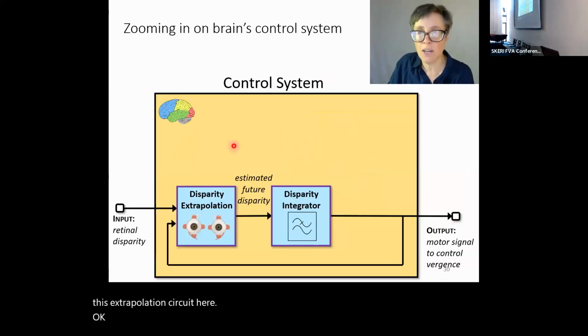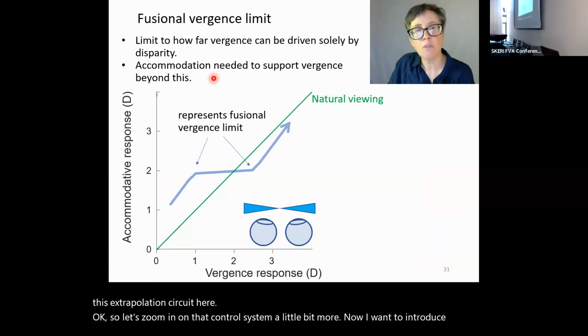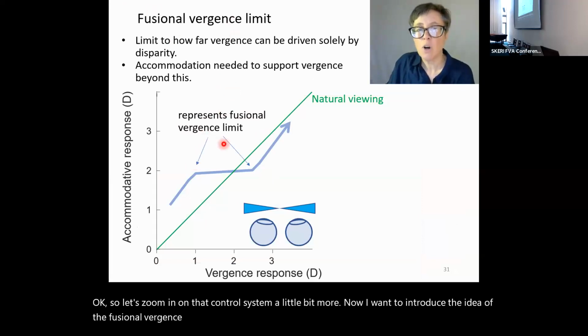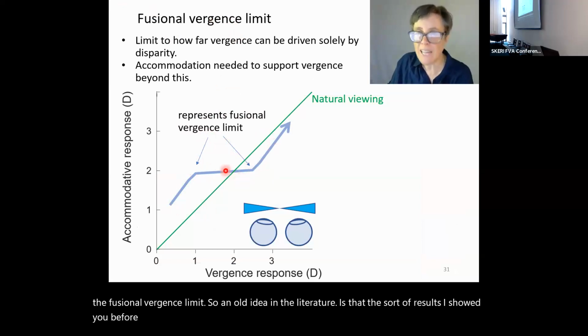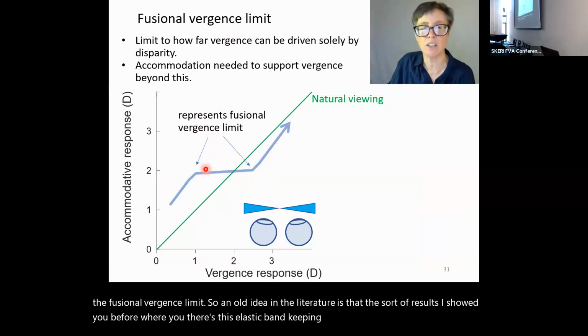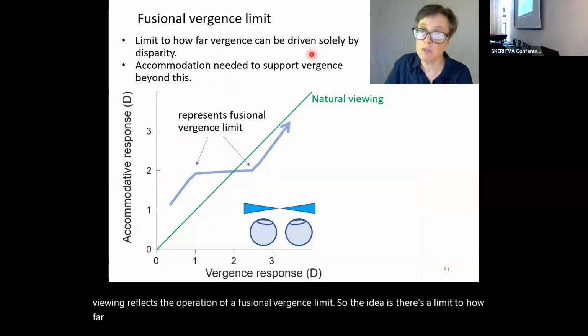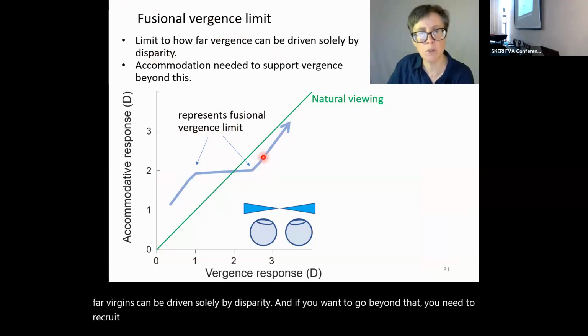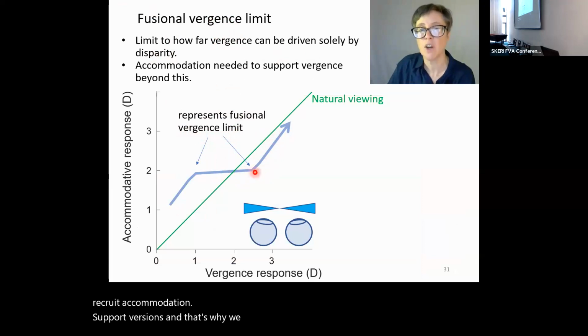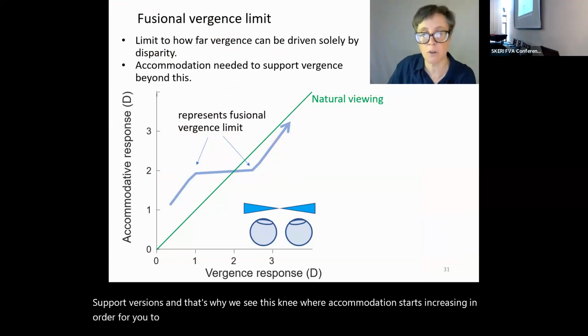Okay, so let's zoom in on that control system a little bit more. Now I want to introduce the idea of the fusional Vergence limit. An old idea in the literature is that the sort of results I showed you before, where this elastic band keeps you quite close to the line of natural viewing, reflects the operation of a fusional Vergence limit. The idea is there's a limit to how far Vergence can be driven solely by disparity. If you want to go beyond that, you need to recruit accommodation to support Vergence. That's why we see this knee where accommodation starts increasing in order for you to change your Vergence response.